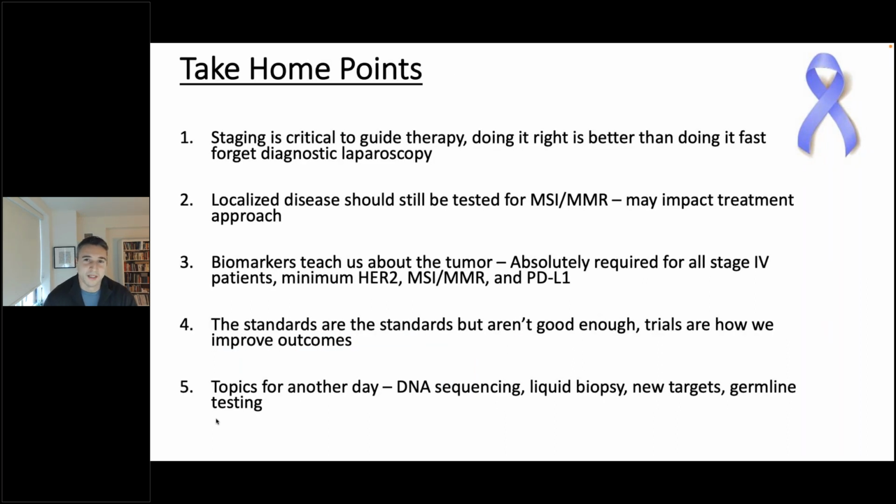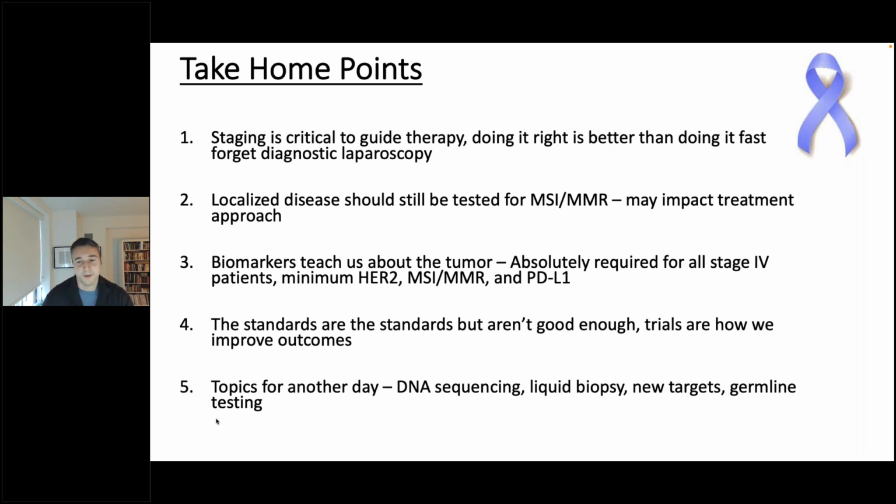So the take-home points. So staging is really critical. Doing it right is better than doing it fast. Don't forget a diagnostic laparoscopy. If it takes 10 days to get from your first diagnosis, get all the testing done, or even longer, as long as it's being done right, that's probably okay. Localized disease needs to be tested for MSI-H or mismatch repair deficiency. This might impact the treatment approach. Those patients don't appear to benefit from chemotherapy very much, if at all.